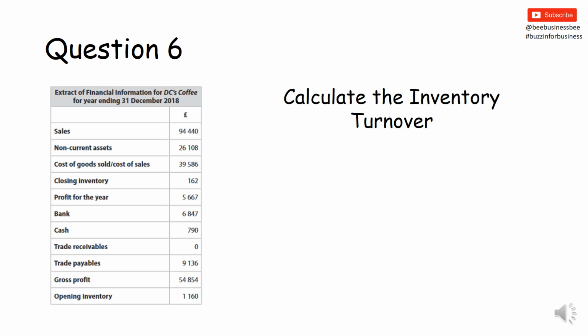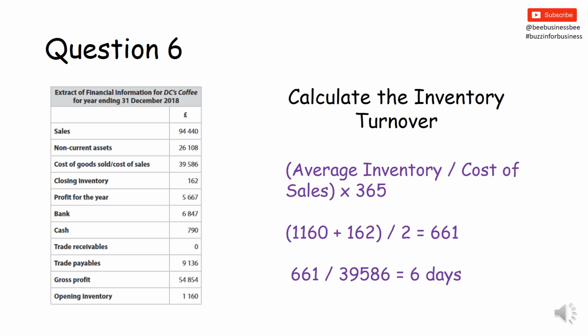Question 6. Calculate the inventory turnover. So you would have picked up 1 mark if you've actually correctly written out the formula, which is average inventory divided by the cost of sales times 365. And if you then use the correct number, so you've used your opening inventory of 1160 and added to that your closing inventory of 162.